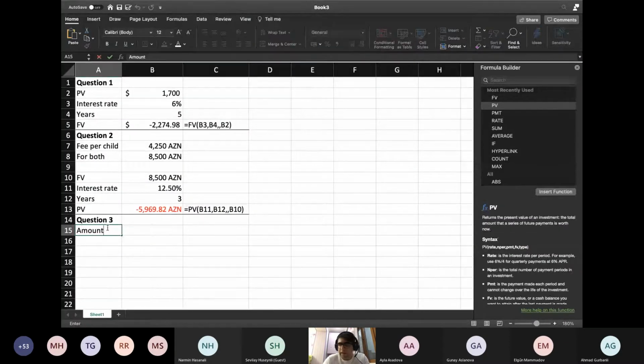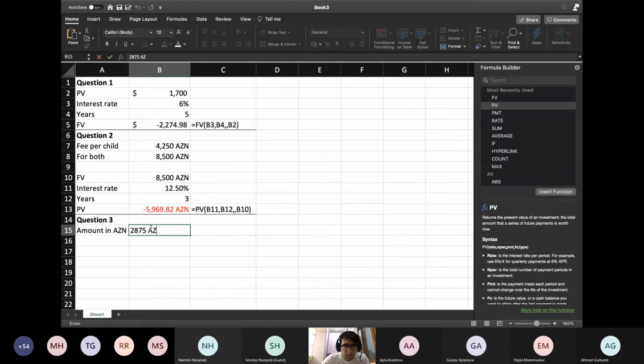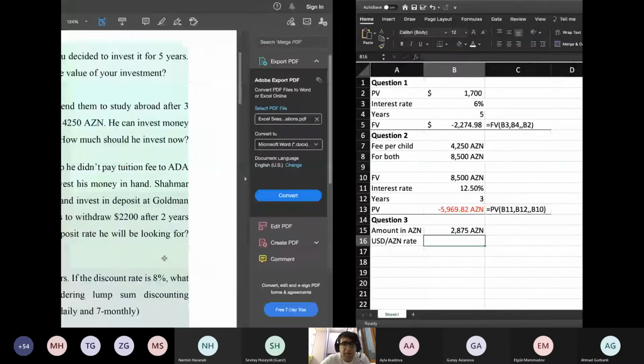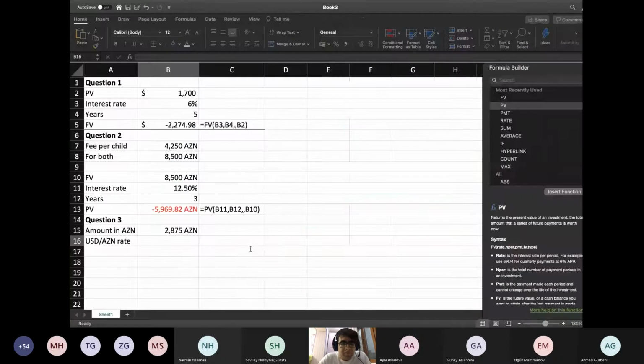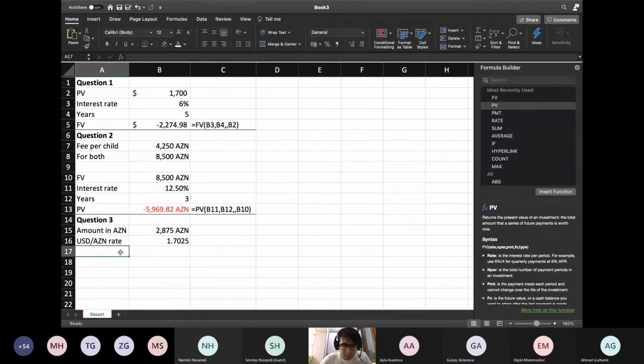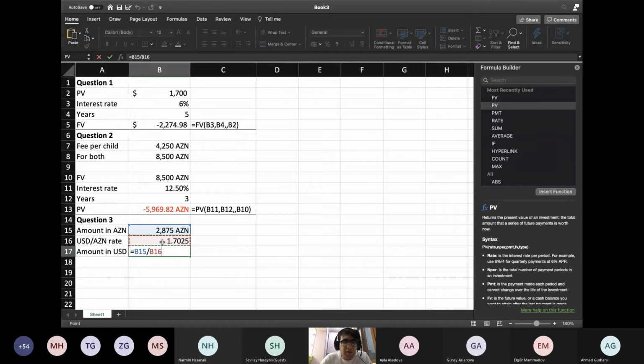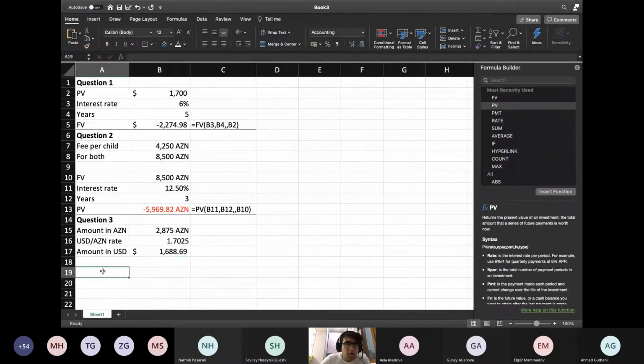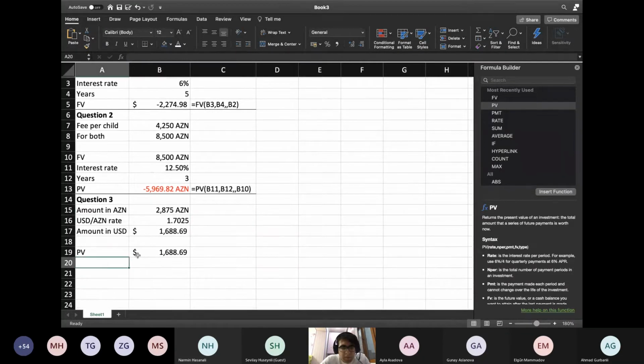We have amount in AZN. USD AZN exchange rate, I have given here, 1.7025. So in order to find amount in USD, we just divide the amount by exchange rate. Let me change to dollars. So our present value is this amount because Shahmar, after conversion process, will invest this money in Goldman Sachs. So we have present value.